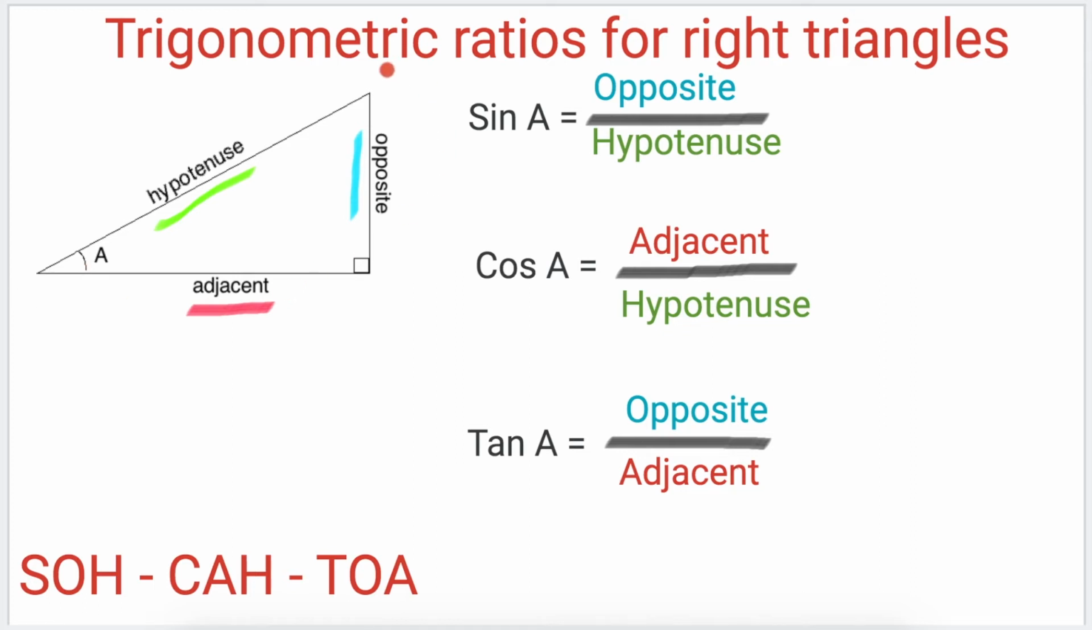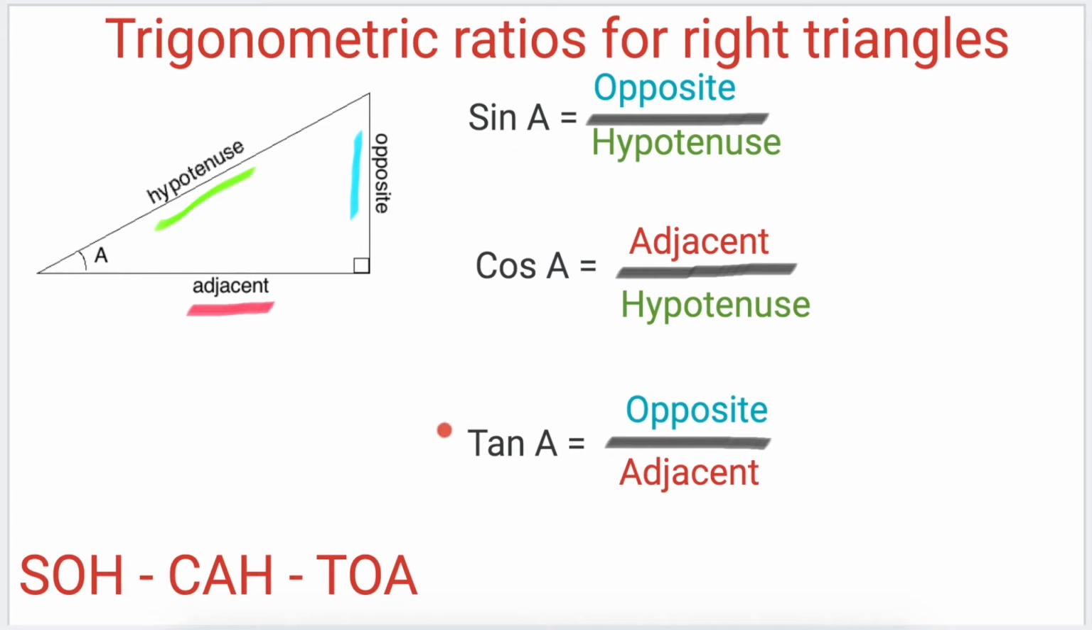Now that we understand the 3 different sides, let's see how we can calculate our 3 trigonometric ratios. So the sine of a given angle is the ratio of the opposite side divided by the hypotenuse side. The cosine of a given angle is the ratio of the adjacent side divided by the hypotenuse side. And finally, the tangent of a given angle is the ratio of the opposite side divided by the adjacent side.